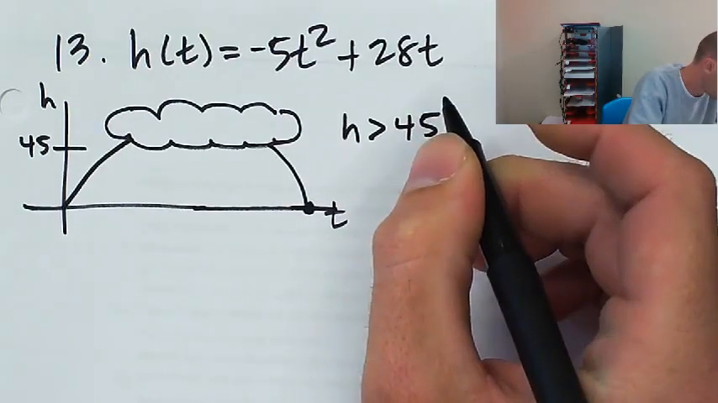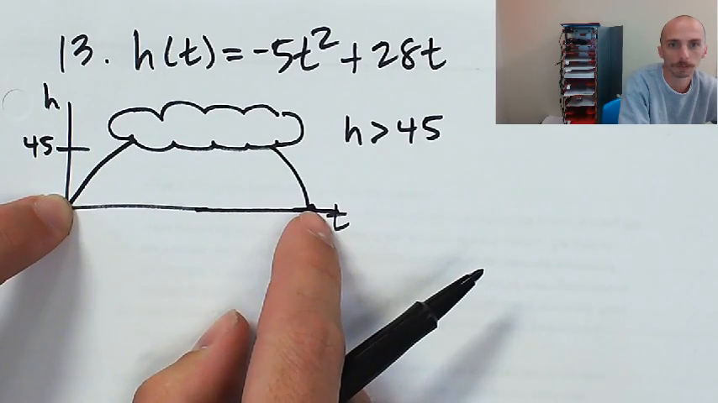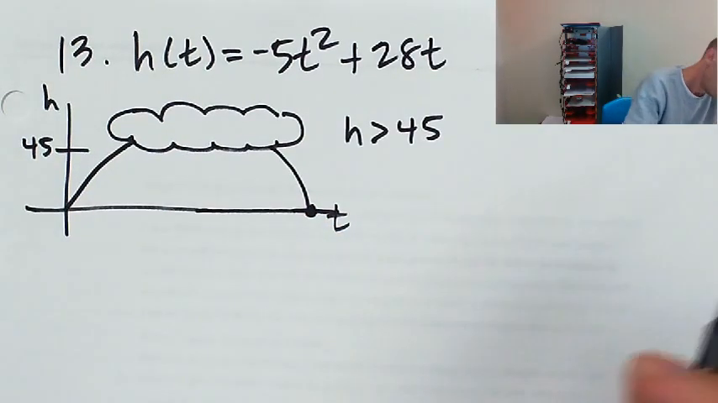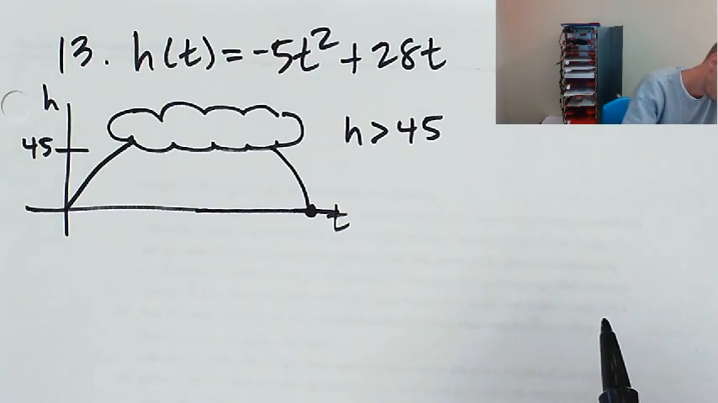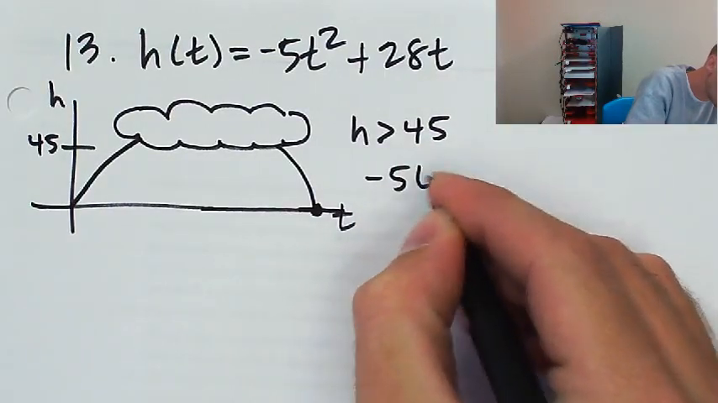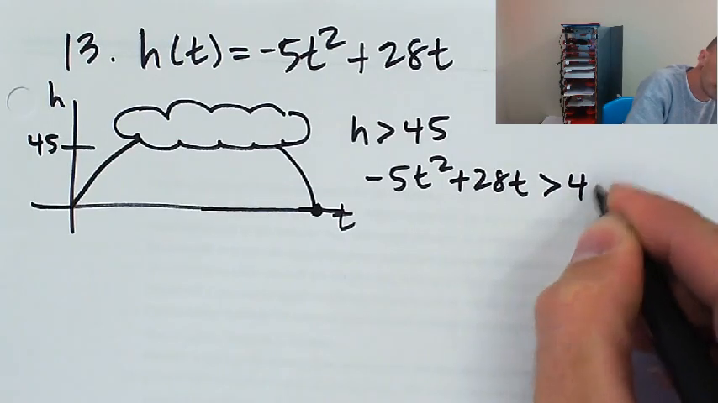We're not interested in how long the ball's in the air. That would be the distance between the two intercepts on the t-axis. Okay, I forgot what I was going to do here. Oh yeah, I actually solve this inequality. So negative 5t squared plus 28t is greater than 45.